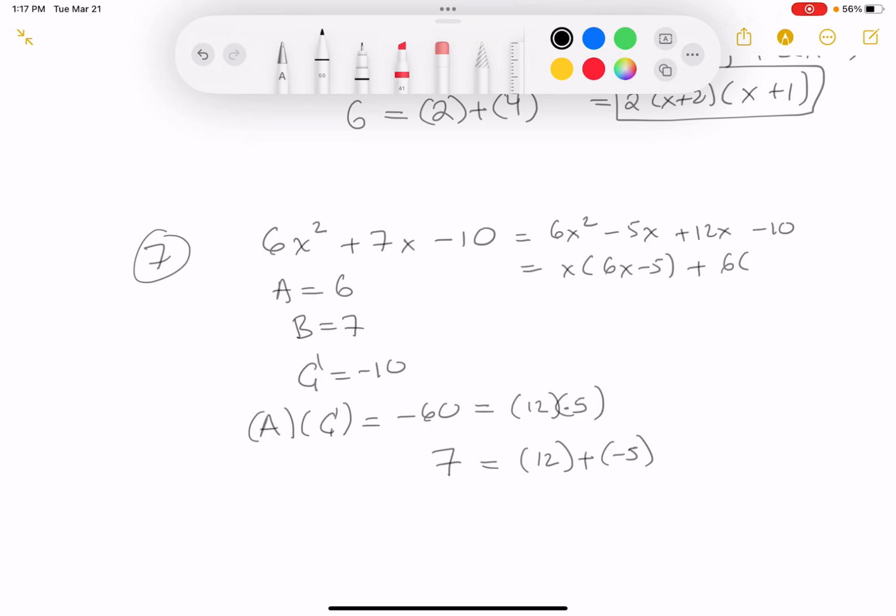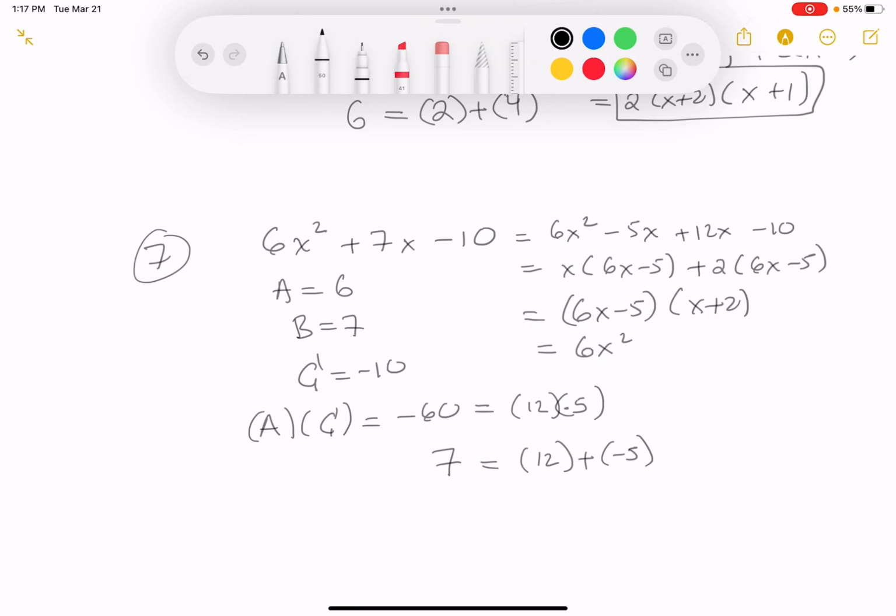I'm sorry, not 6. I'm thinking 6, but I couldn't do that. I'm factoring a 2 out. What do you get? 6x minus 5. What do you get over here? The common factor, 6x minus 5. What are you left with? x plus 2.